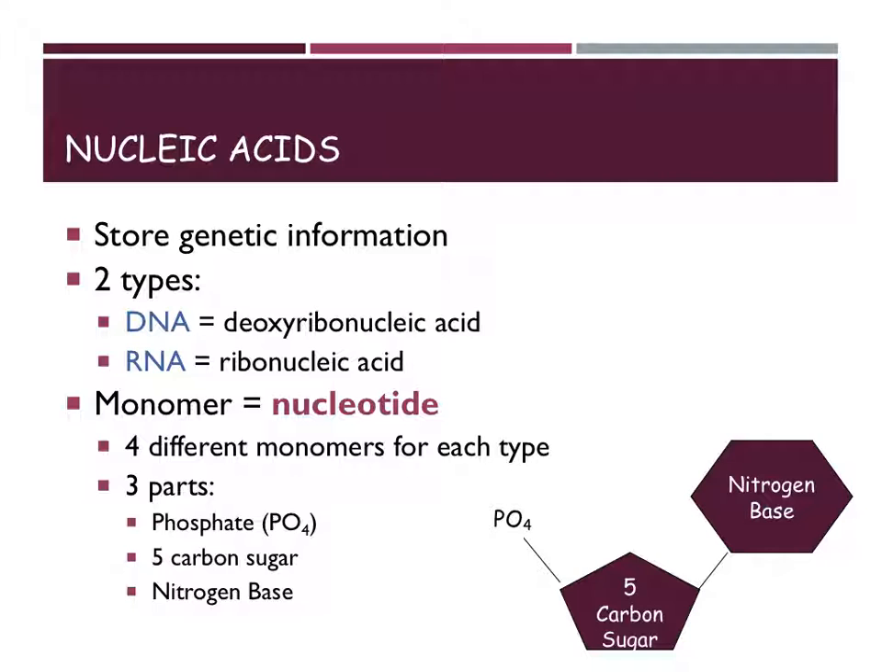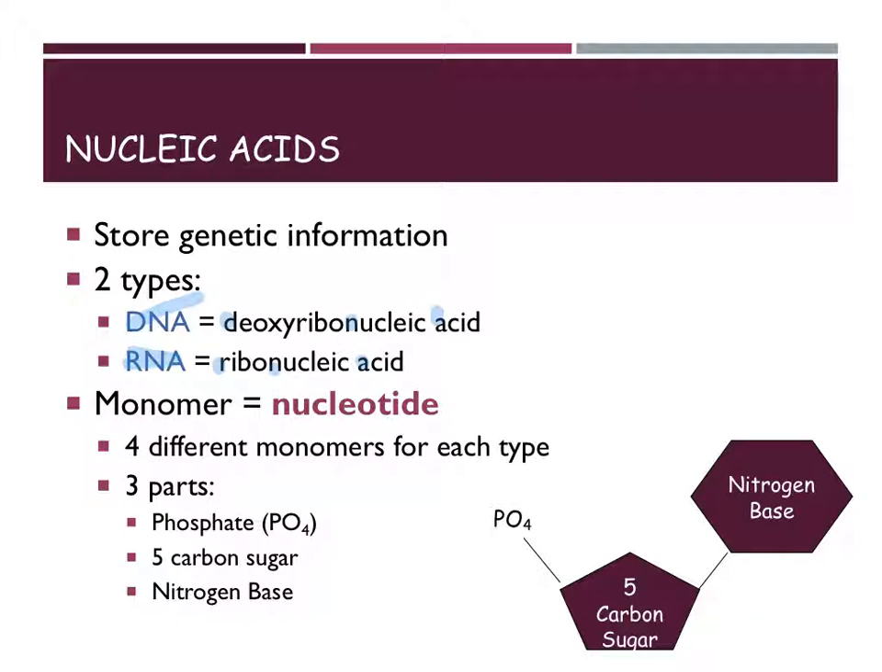There are two major categories of nucleic acids, DNA and RNA. DNA stands for deoxyribonucleic acid, whereas RNA stands for ribonucleic acid. Now these molecules we're going to talk about in a lot more detail later on in the year, when we start talking about DNA structure, how DNA works, and what we use RNA for in terms of making proteins.